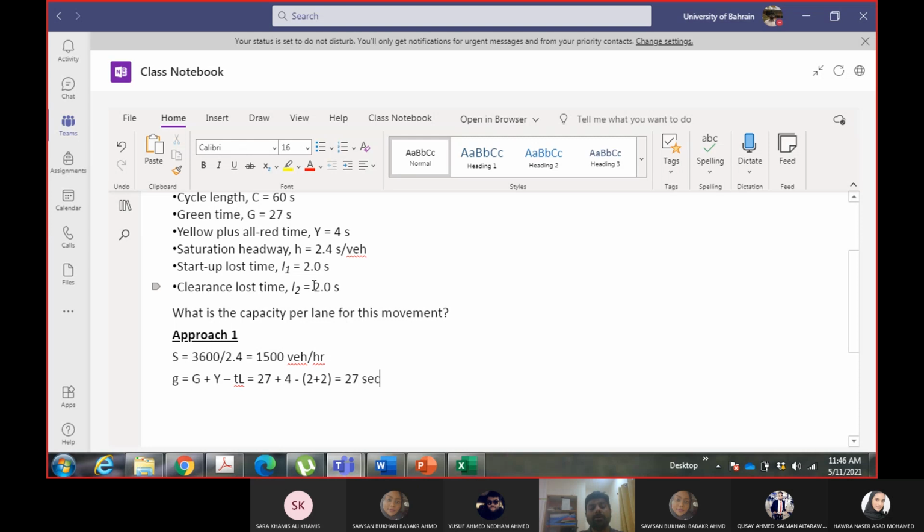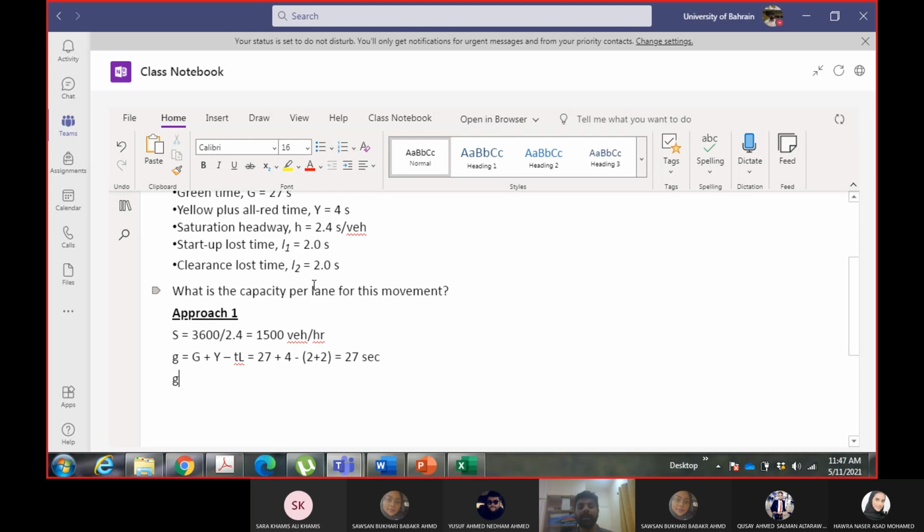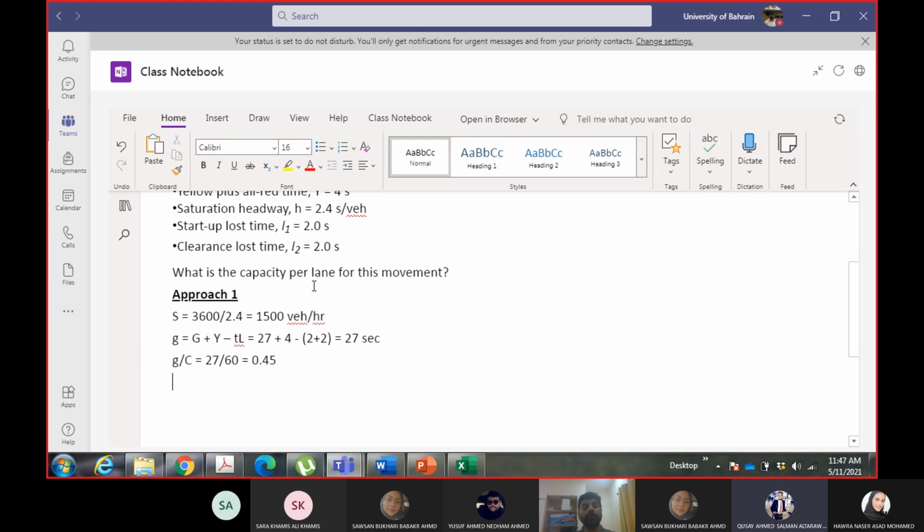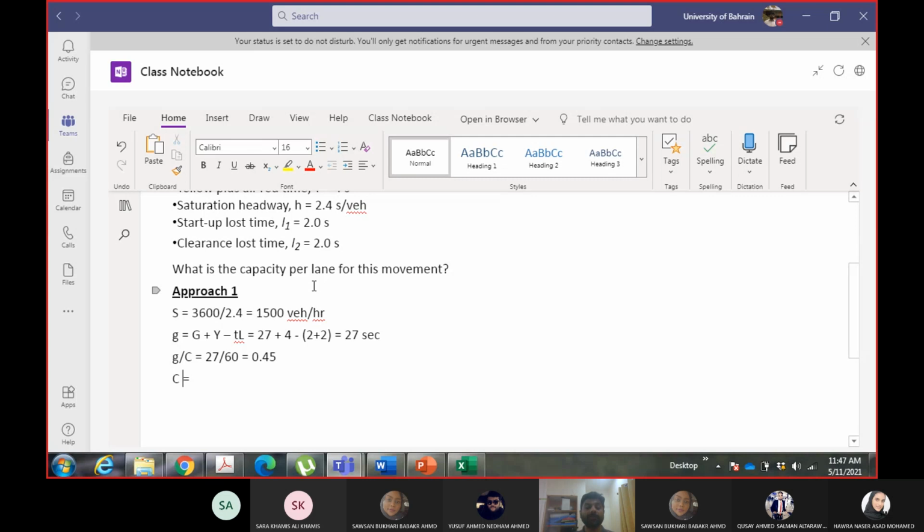I told you that you will achieve a portion of the saturation flow rate as a capacity, and that portion is equal to the portion of the cycle length which is effective green. So how much of the cycle length is effective green? Cycle length is 60 seconds and effective green is 27. So how much is this? 0.45. So capacity, which is represented with small c. Keep the difference in mind: capital C is cycle length, small c is capacity.